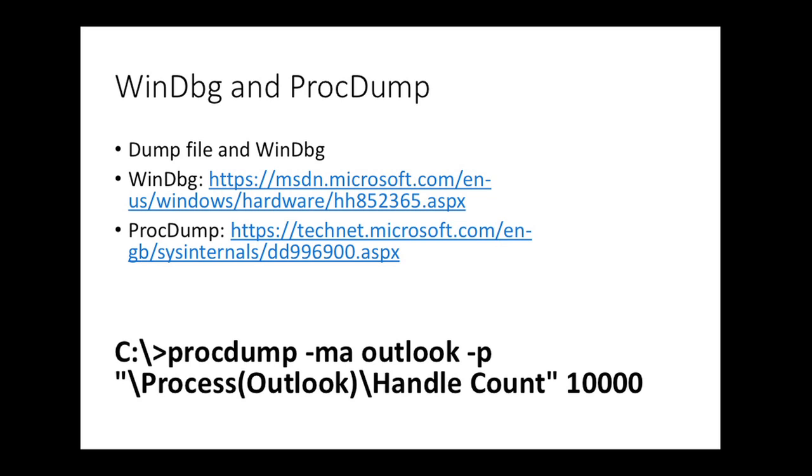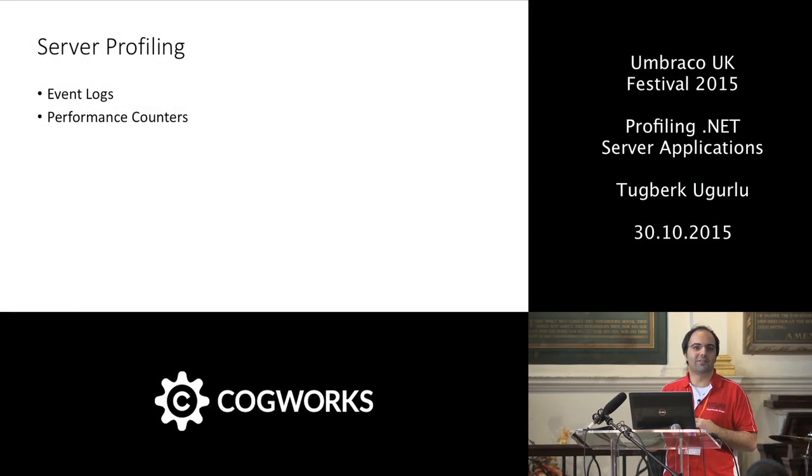Cool, okay, 2 minutes. So ProcDump is a command line tool that you can use to take dump files. And then you can analyze those dump files with WinDebugger. And here is a simple command that you can run. Whenever it reaches a handle count of 10,000, it will take a dump. Which didn't sound quite right. But it takes a dump. Well, there's nothing I can do.